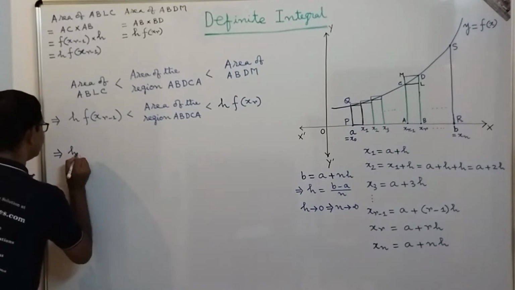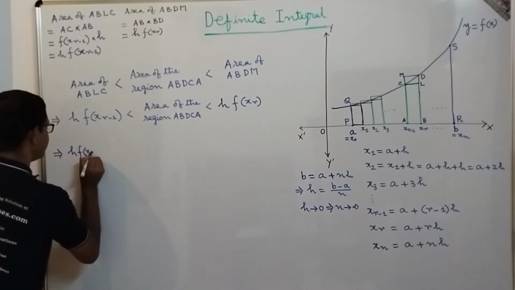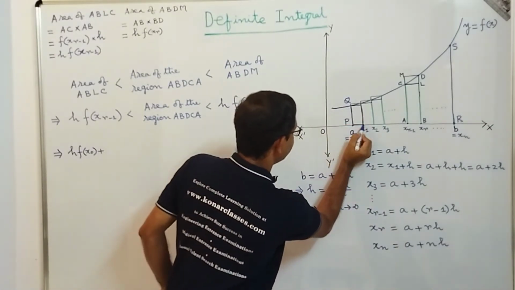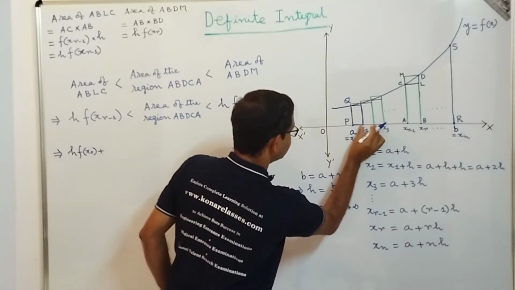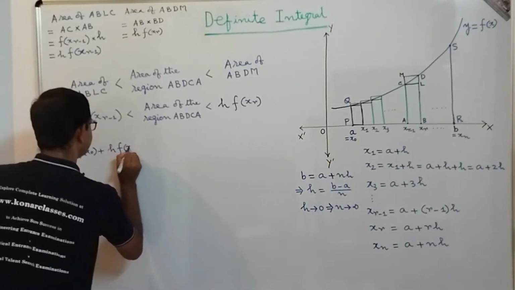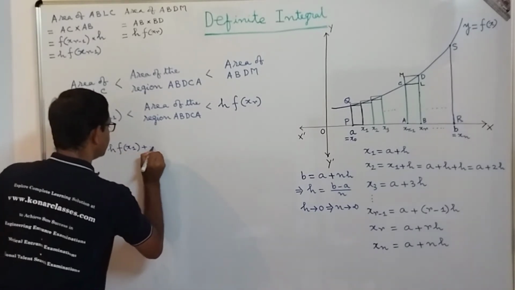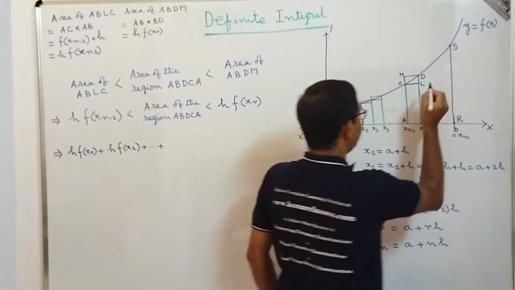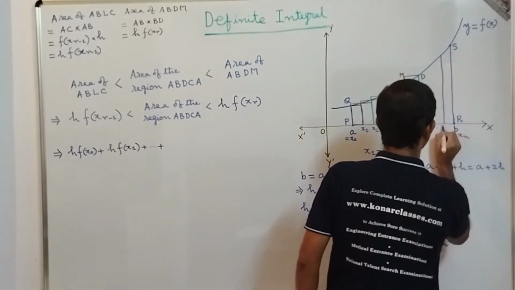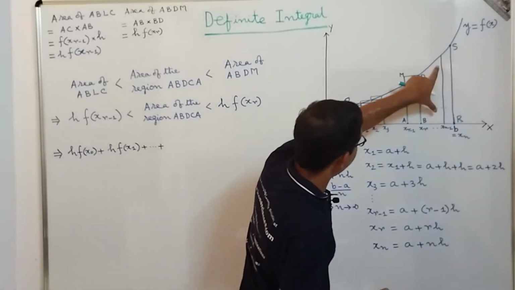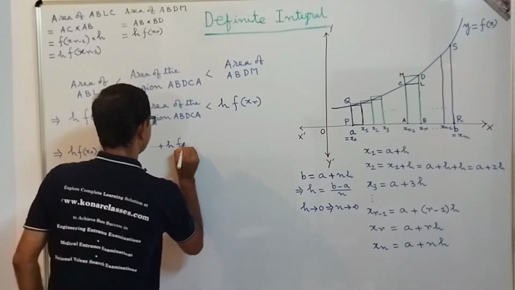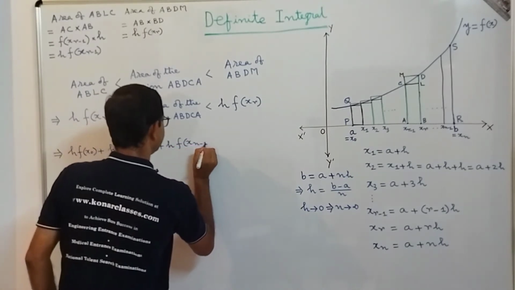We can write h into f(x0) plus the area of the next lower rectangle, that should be f(x1), that is this length, and the width should be the same, h. So h into f(x1). In that way it will continue till what? You will find the last interval here, right? If we draw something like this, it will be x(n-1). So that will be f of x(n-1) into h, so that will be h into f of x(n-1).